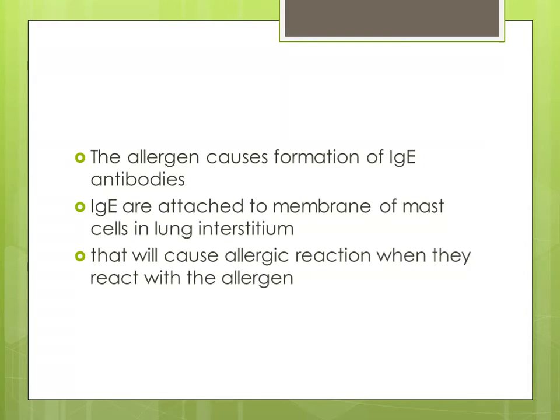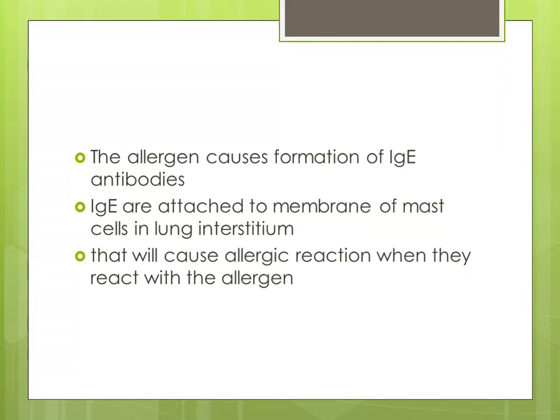IgE antibodies are actually present on the membranes of mast cells, which are WBCs. Mast cells are a kind of white blood cell, and obviously they are involved in our immune response. So allergic responses also come under the heading of immune response.